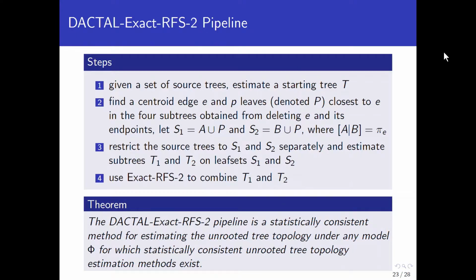Then we restrict all the source trees to the leaf sets S1 and S2 separately and estimate the subtrees T1 and T2 on the leaf sets S1 and S2 respectively. In the last step, we use exact RFS2 to combine the subtrees T1 and T2. We prove that this Dactyl-like pipeline is statistically consistent as long as the method we use to estimate the starting tree and the method we use to estimate the 2 subtrees are statistically consistent.